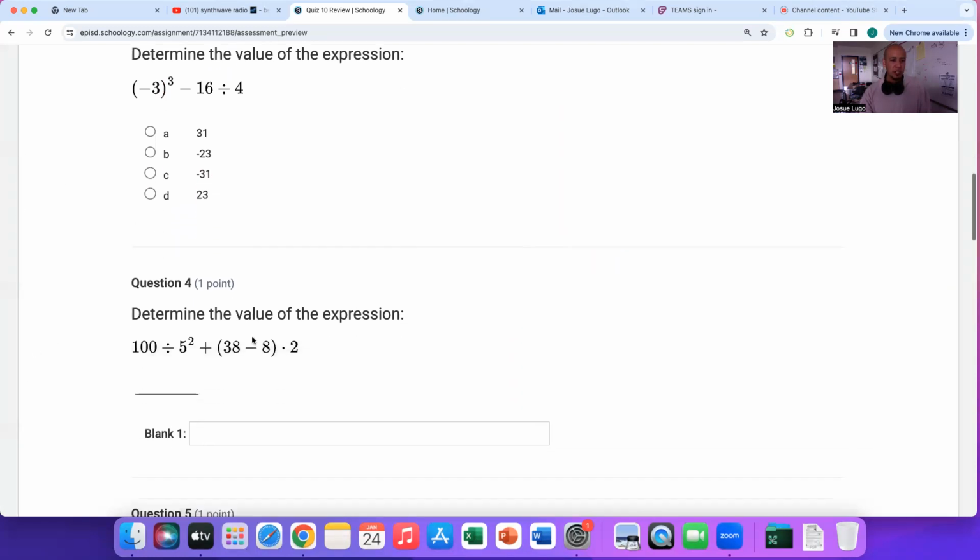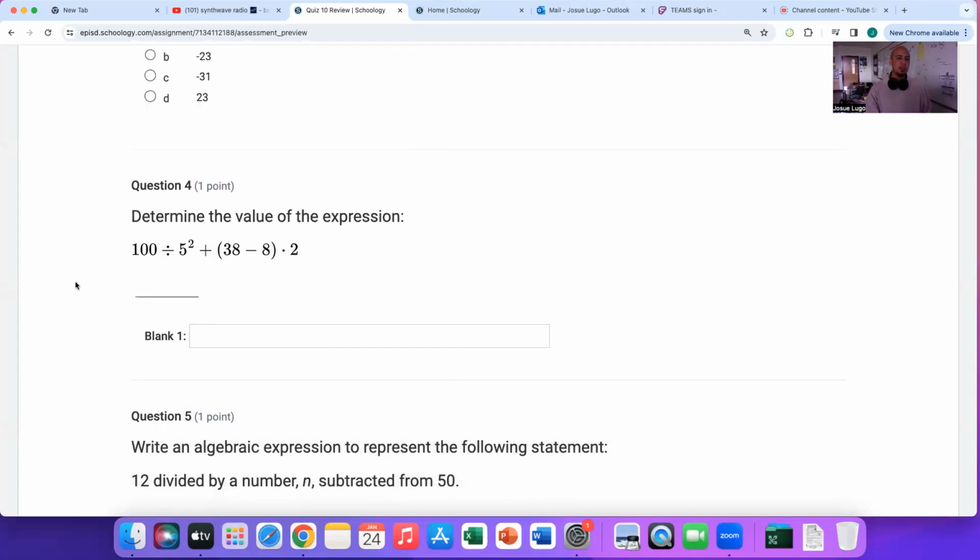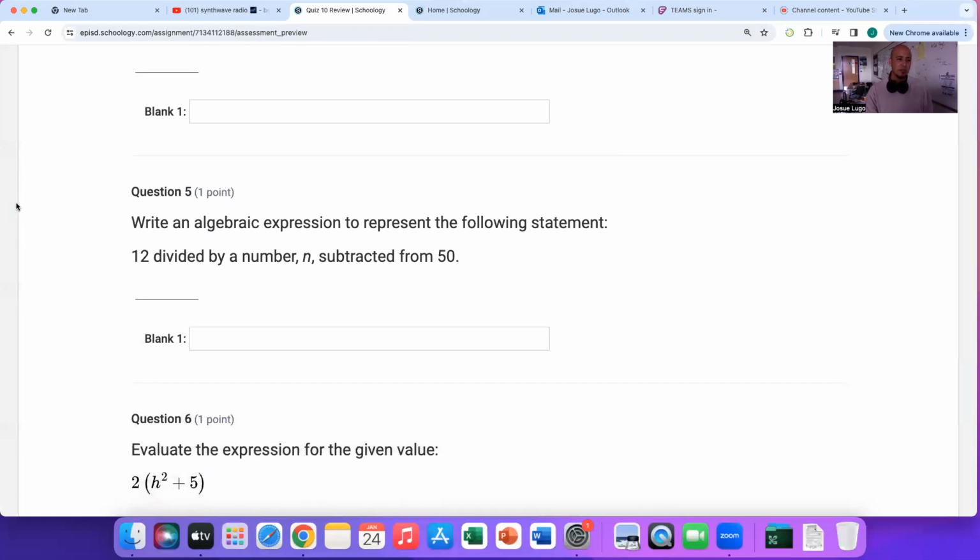with our next one. Right here, it says determine the value of this expression. Ladies and gentlemen, one word, PEMDAS, okay? Make sure that you follow PEMDAS, parentheses, followed by the exponents, followed by either division or multiplication, depending on which comes first, and then finally subtraction and addition, again, depending on which comes first from left to right. So I'll let you do number 4 on your own. Moving on to number 5.